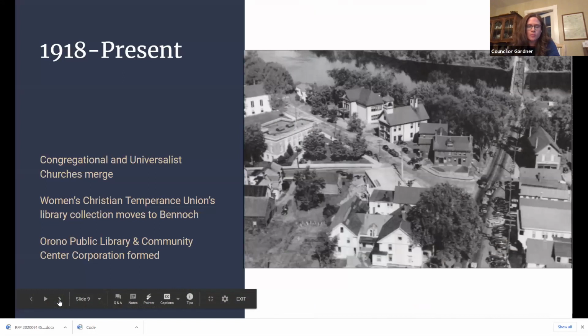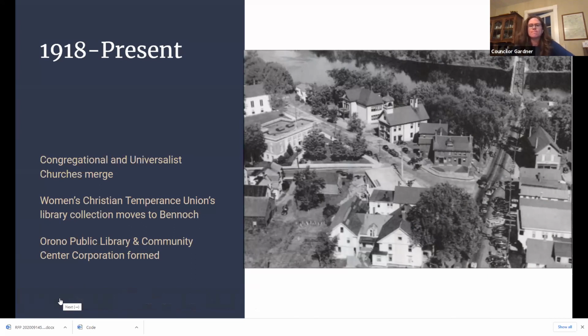So this photograph is from 1940, and I'll talk a little bit more about that in a moment. In 1918, the Congregational and Universalist churches in town merged, and they decided to make their new home over, well, it wasn't new to the Universalists, they were already there, but over on Main Street. So the current Church of Universal Fellowship exists out of this merger between the Congregational and Universalist churches that happens in 1918.